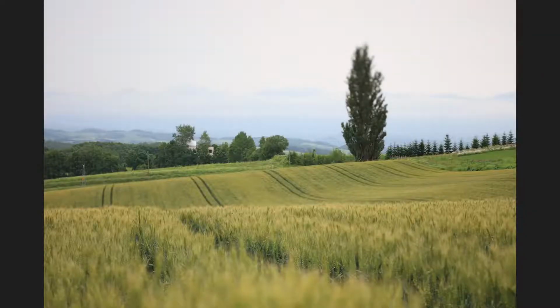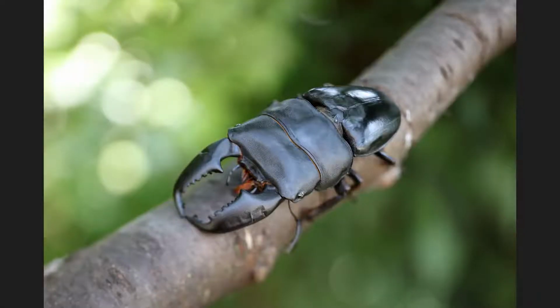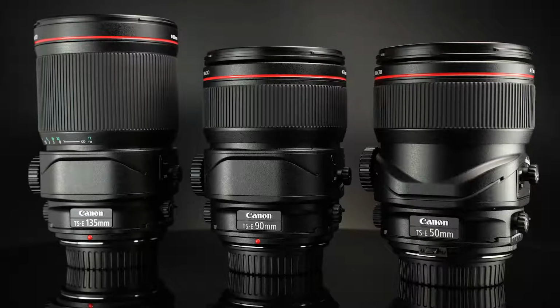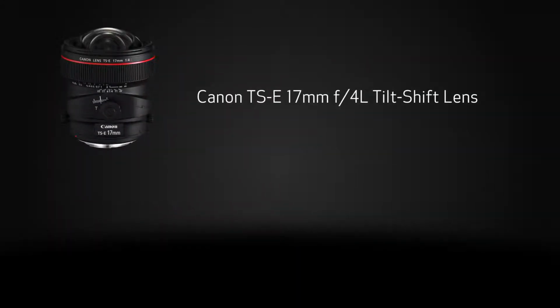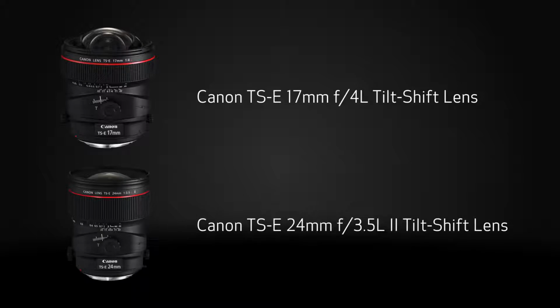Each of these lenses will focus manually to infinity, but also offer close focusing to half-life size, 0.5 times magnification. You can fill the frame with a subject smaller than a business card. These 3 lenses join our current wide-angle tilt-shift lenses, the TSE 17mm f4L and the TSE 24mm f3.5L version 2, giving us a family of 5 outstanding L-series tilt-shift options.